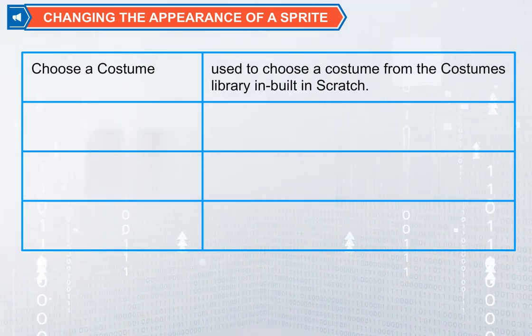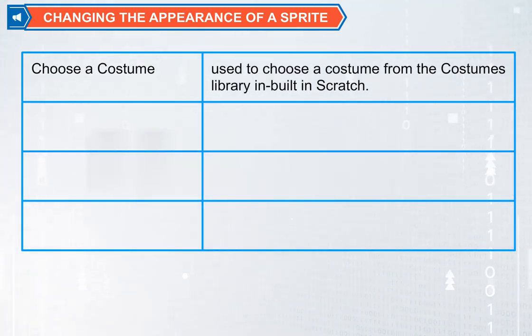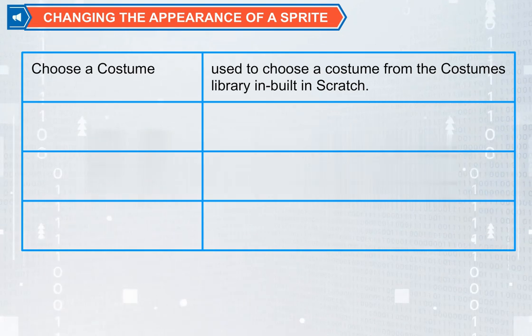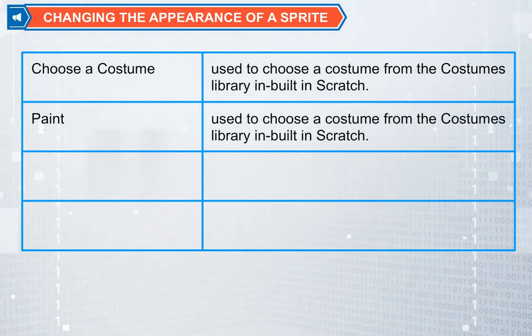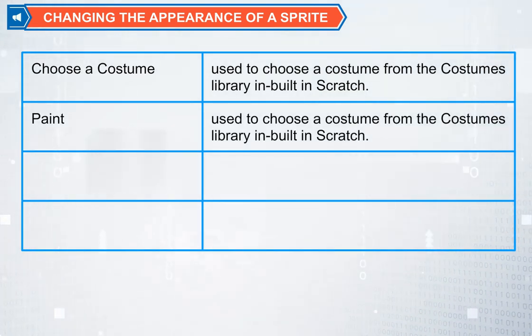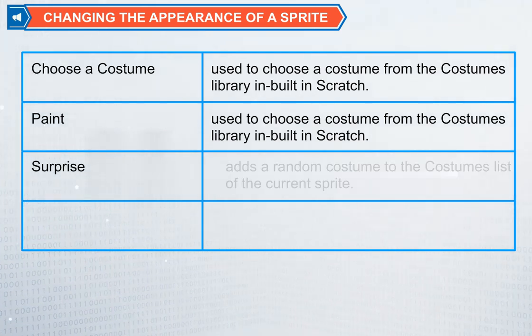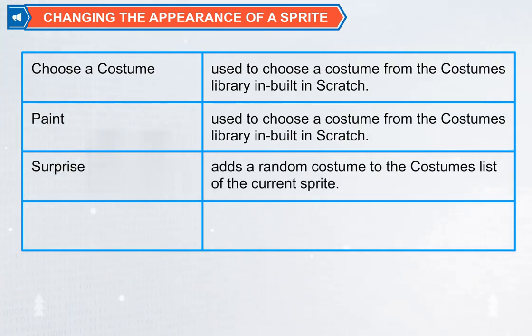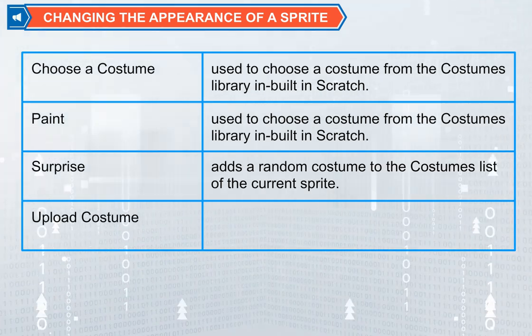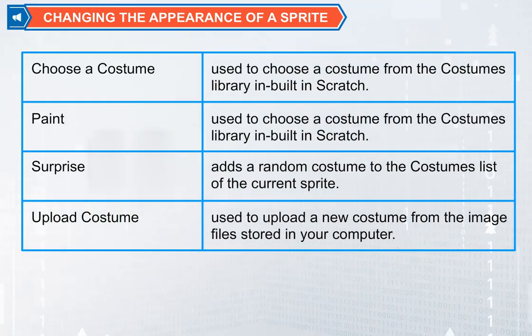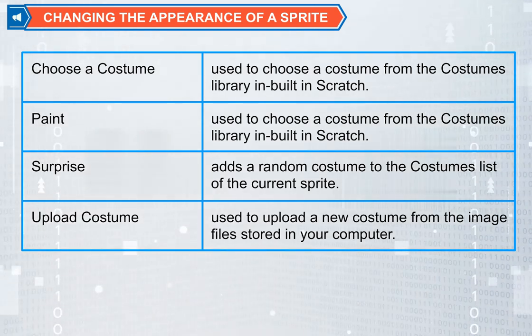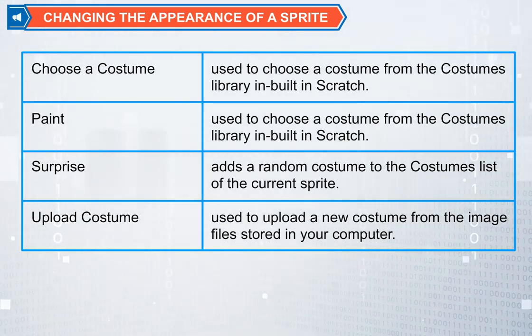Used to choose a costume from the Costumes library inbuilt in Scratch. Paint. Used to draw your own costume. Surprise. Adds a random costume to the costumes list of the current sprite. Upload costume. Used to upload a new costume from the image files stored in your computer.